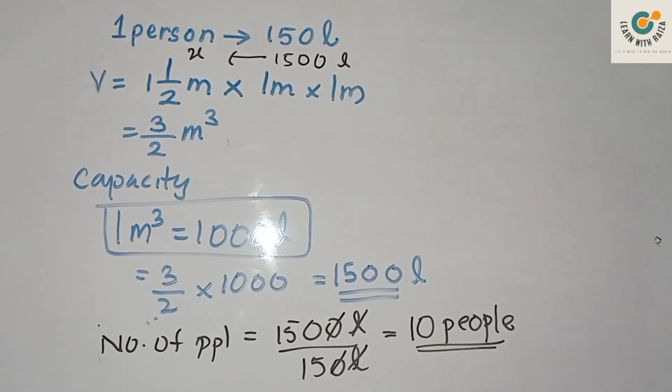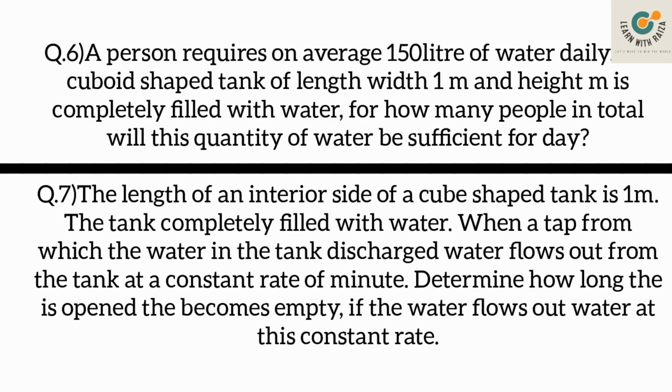Next, the length of an interior side of a cube-shaped tank is 1 meter. The tank is completely filled with water. When a tap from which the water in the tank is discharged is opened, water flows out from the tank at a constant rate of 50 liters per minute. Determine how long after the tap is opened the tank becomes empty if the water flows out at this constant rate. So when they have fixed a tap in this tank and this water is flowing at a constant rate, for 1 minute 50 liters is released, they are asking how long will it take to empty the whole tank.